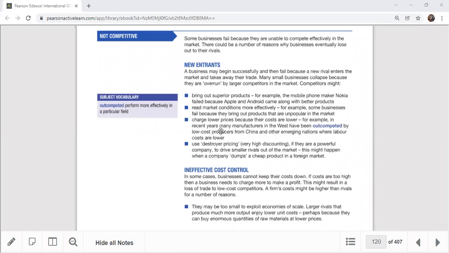And also, competitors can charge lower prices because their costs are lower. For example, in recent years, many manufacturers in the West have been outcompeted by low-cost producers from China and other emerging nations where labor costs are lower. This is called being outcompeted, that is, performing more effectively in a particular field.